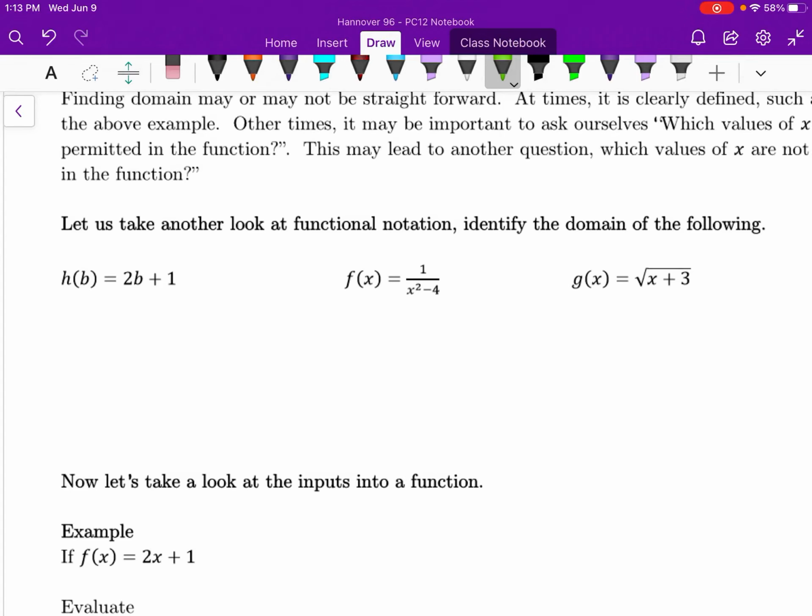We're going to look at the domain for three functions. Let us take another look at functional notation and identify the domain of the following. So when I take a look at my function h, what is the domain? Well, my domain is probably best described in set notation as b is an element of the reals.